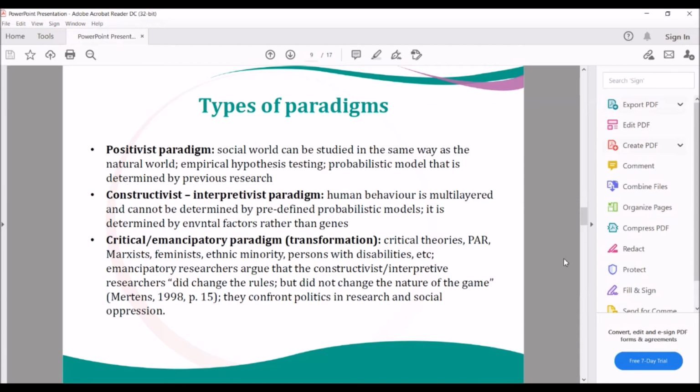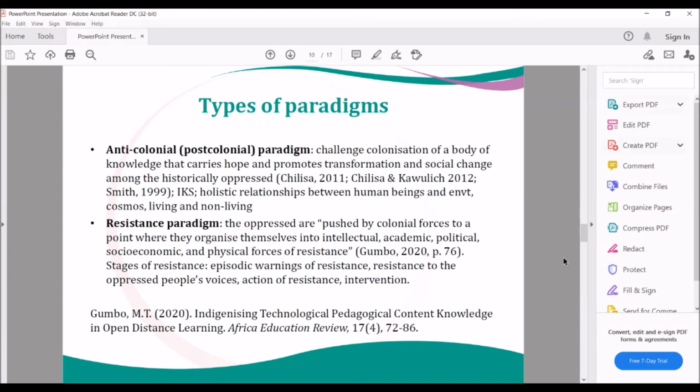Emancipatory researchers argue that the constructivist-interpretive researchers did change the rules, but did not change the nature of the game. That's the criticism that goes especially to post-colonial researchers. They did not do the complete work of transformation. They therefore confront politics in research and social oppression.